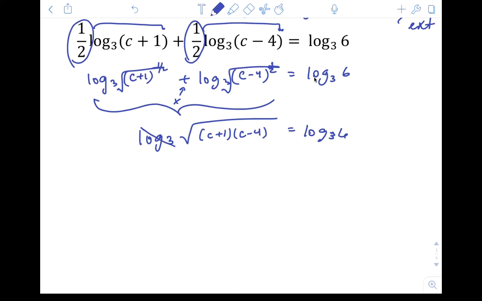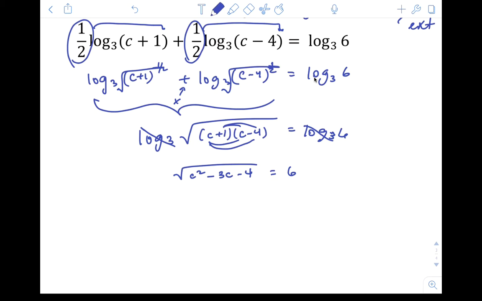So we have the logs on both sides. We get to drop them. Oh, look, I was right. Okay. So I'm going to go ahead and do it. c squared minus 4c plus 1c is minus 3c. And then 1 and negative 4, minus 4. So this equals 6. Not a problem.